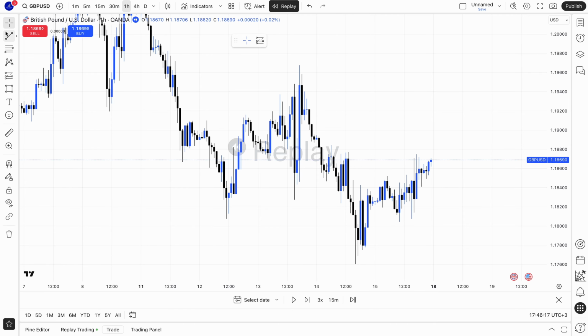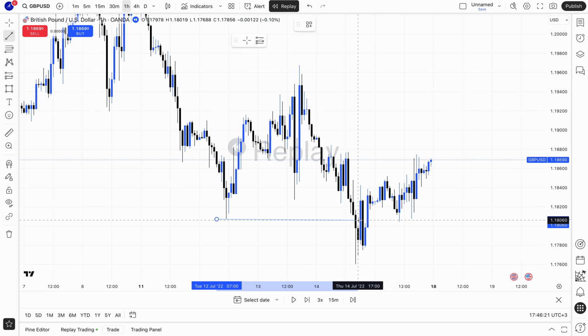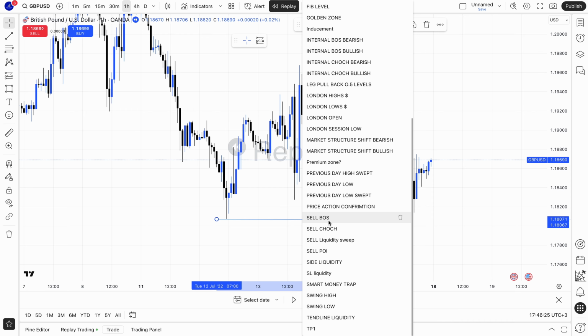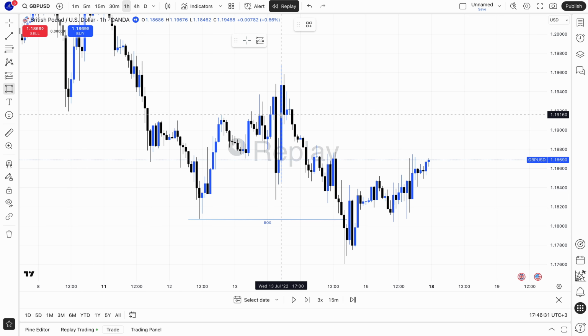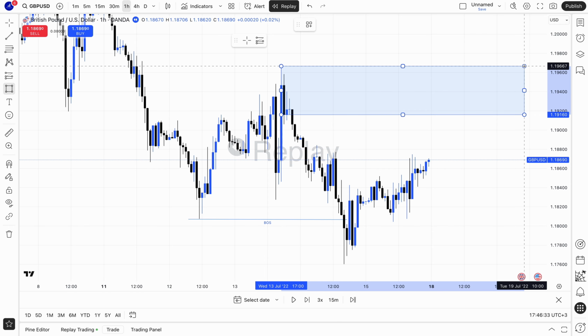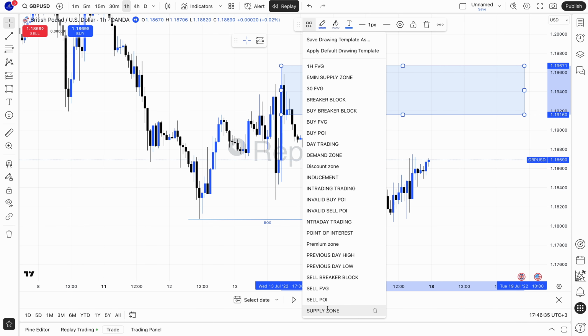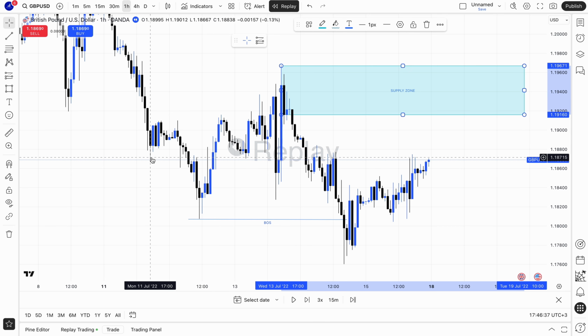Let's continue our backtesting. We had our change of character to the downside. And then you have our supply zone just here. So what's our plan here?